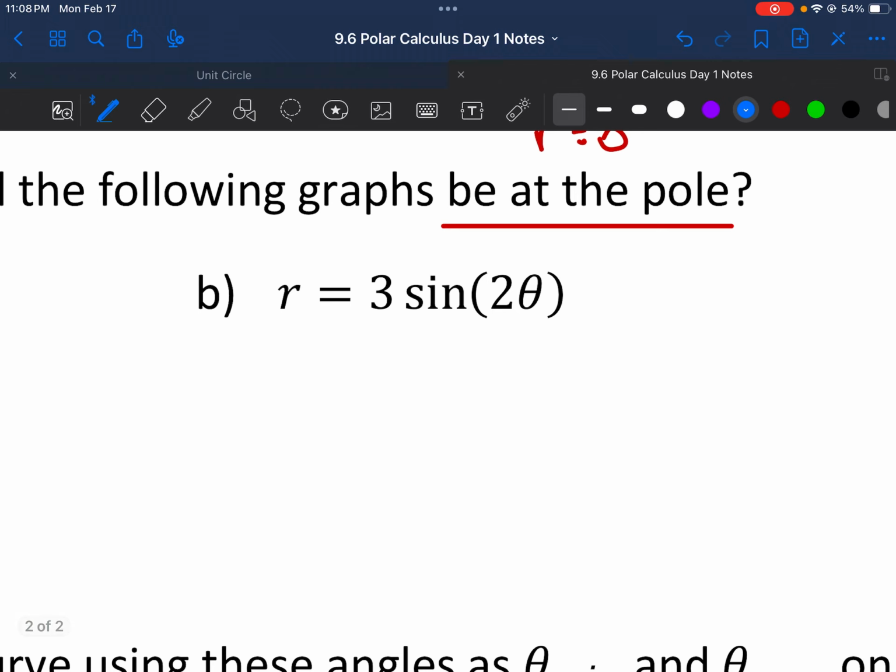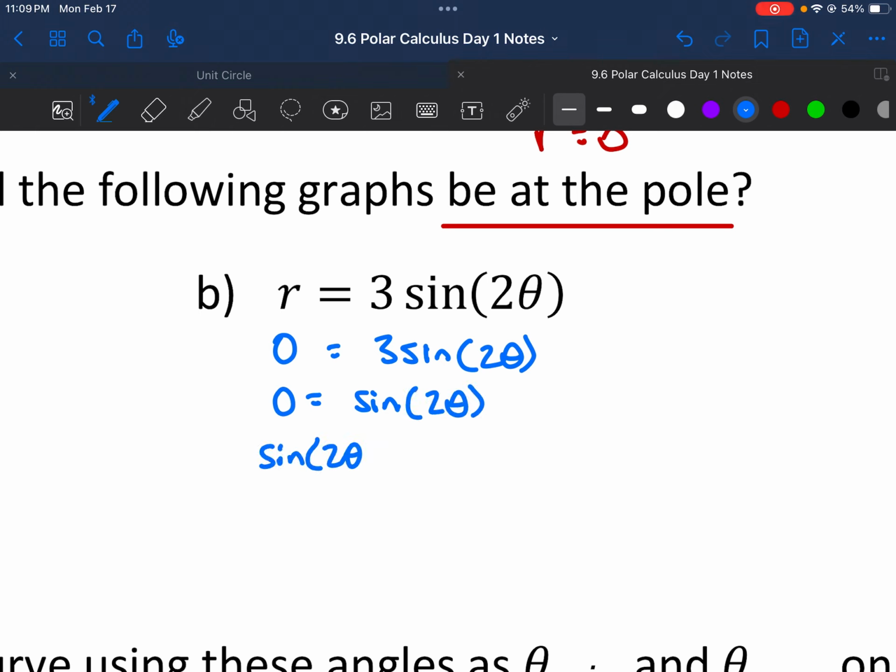So when will 3 sine of 2 theta be at the pole? Well, 0 equals 3 sine of 2 theta. 0 equals sine of 2 theta. Same thing as saying sine of 2 theta equals 0. So sine is 0 at 0, pi, 2 pi, 3 pi, every pi. Right? So that means 2 theta is 0, pi, 2 pi, 3 pi, 4 pi, and so on. But we want theta, not 2 theta. So we divide all those by 2.